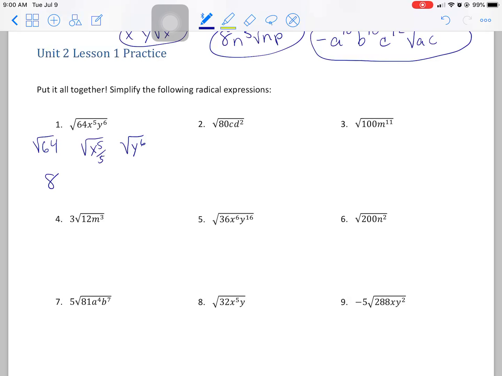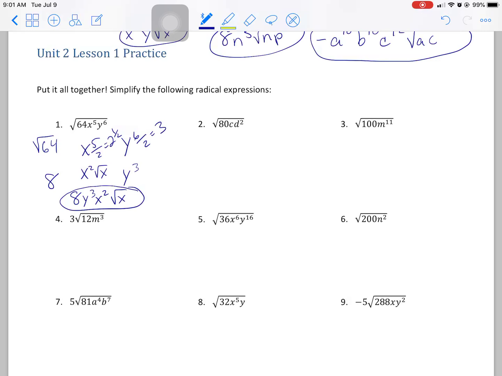X to the 5th, hang on. X to the 5th is 2 goes into 5 twice with 1 remaining. So that means just for the X's, 2 are going to come out and 1 is staying in. For the Y's, all of them are coming out. So I put that together. Take all the things that are out and put them in front of something that's left in.